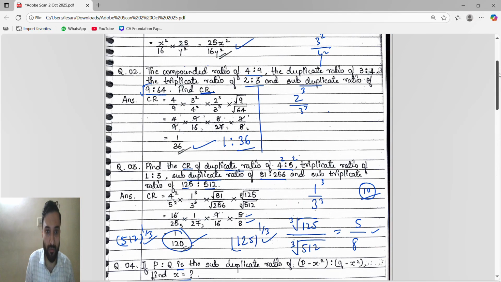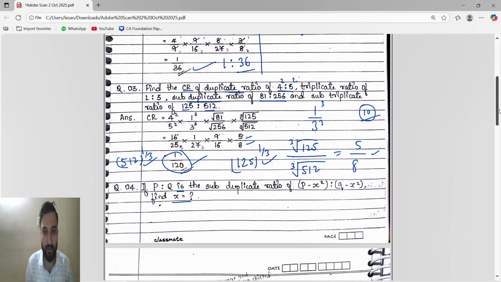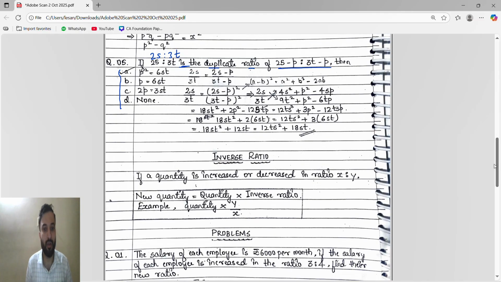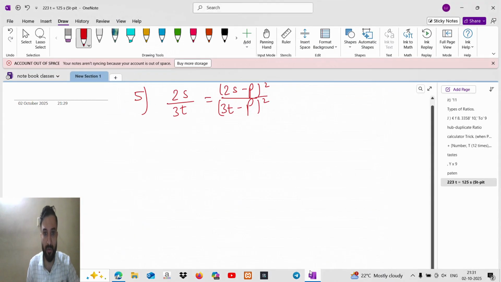So what you have to do, guys, is write the question and then write the answer how I have solved. Don't think that you will get a PDF for the questions and answers. No, whatever question is written here, write it down as it is and then write down the answers how I have solved. So, guys, this is the question: 2s is to 3t is the duplicate ratio of 2s minus p divided by 3t minus p. Duplicate means square. So it will become like this.